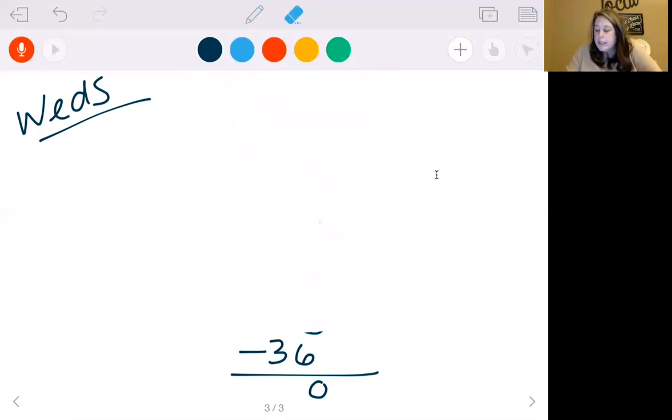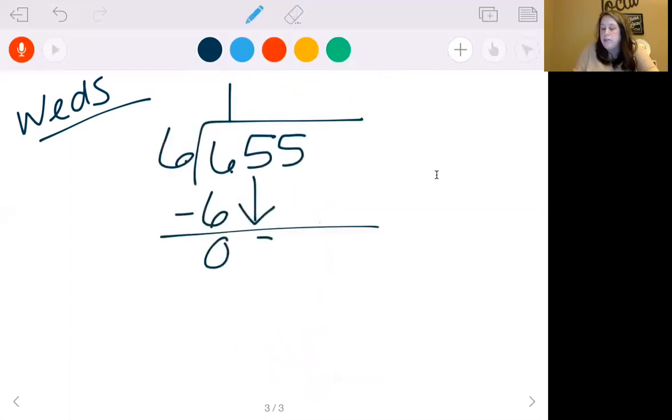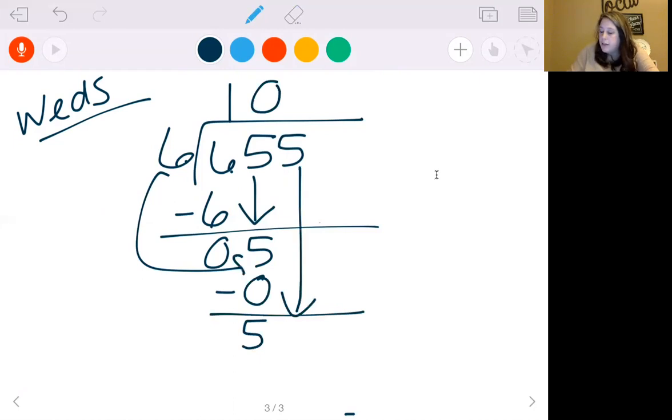Let's do 655 divided by 6. Okay, 6 goes into 6 one time. 6 times 1 is 6. Subtract that, we get 0. Bring down our 5. 6 goes into 5 0 times. 6 times 0 is 0. Subtract that, we get 5. And bring down this 5.